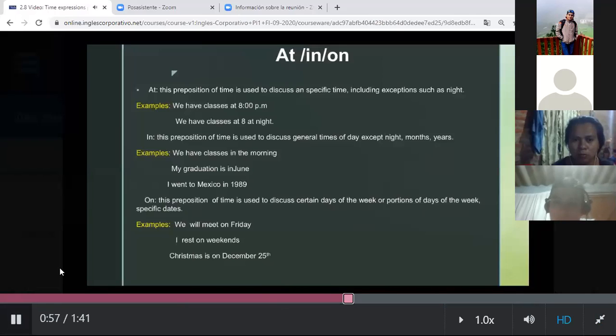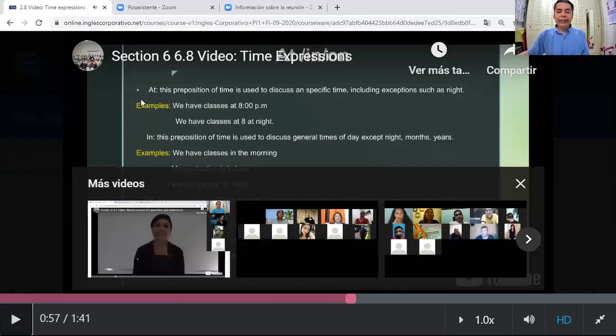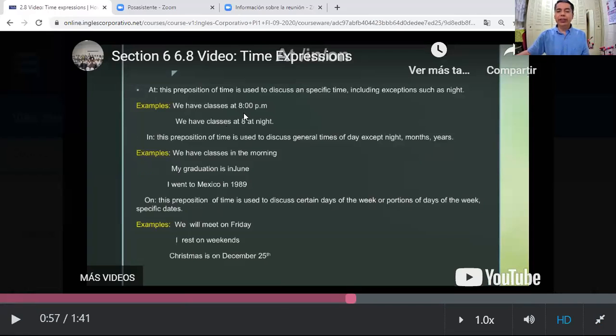To review, when do you use at? In general, for a specific time and some specific expressions, like night, noon, and midnight. So we say at 7 o'clock, at 3 o'clock, at 4:30, at 5:15. Specific time, at. And with night, midnight, and noon: at night, at midnight, at noon. En la noche, a medianoche, al mediodía.